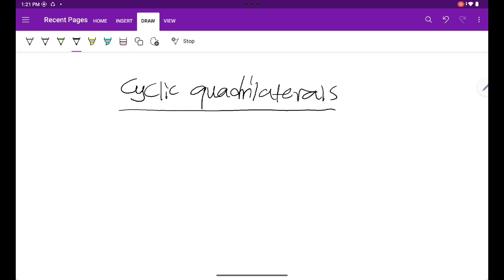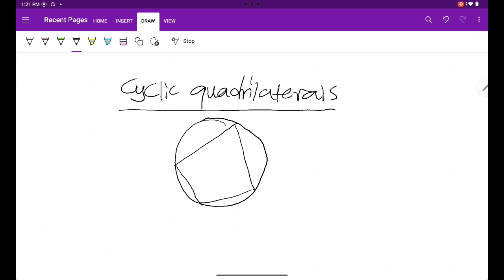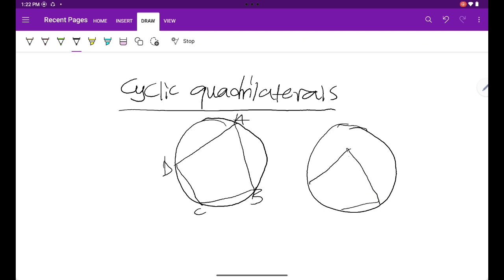Now, a cyclic quadrilateral is a quadrilateral whose vertices lie on the circumference of a circle. So all the four vertices must be on the circumference of the circle. In other words, this is a cyclic quadrilateral ABCD. But then we need to make sure that all the four vertices are on the circumference of the circle. So in other words, if we have something like this.